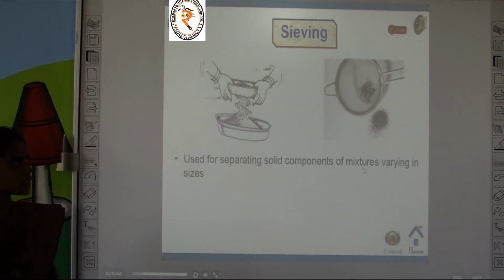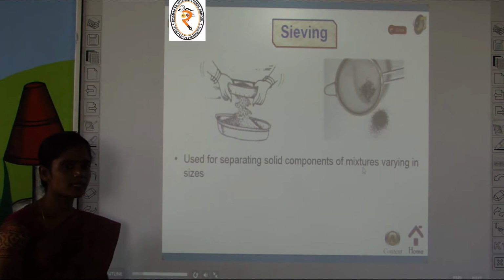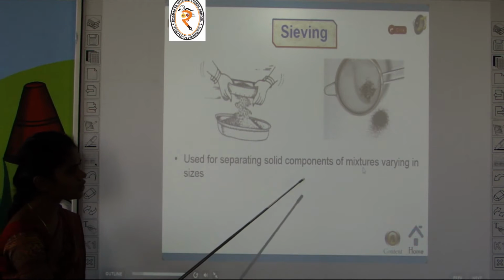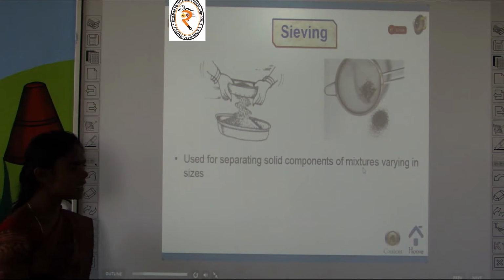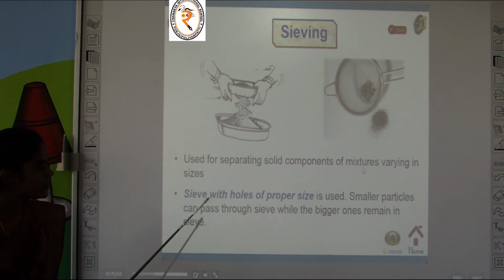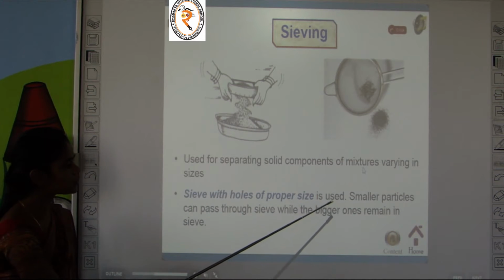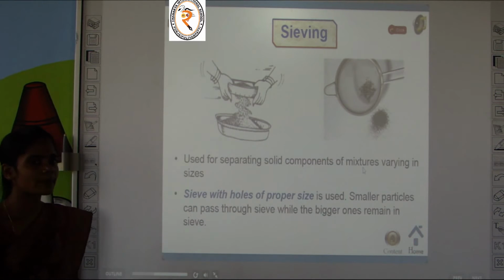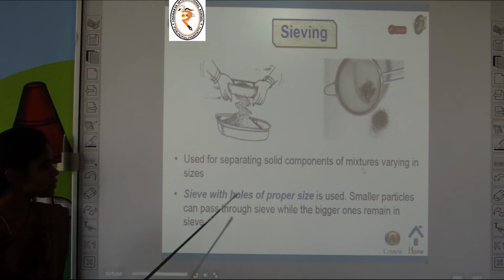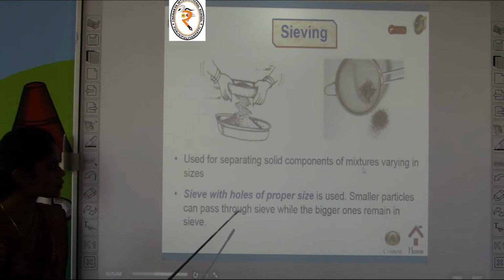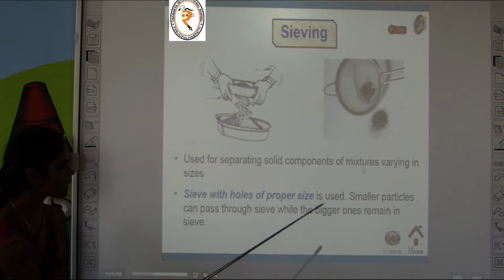sieving. It is also used to separate substances, solid from solid. See, what is called sieving? It is used for separating solid components of mixes varying in sizes. A sieve with holes of proper size is used. See, this is the tool we can use to separate the mixes. Smaller particles can pass through the sieve while the bigger ones remain in the sieve.